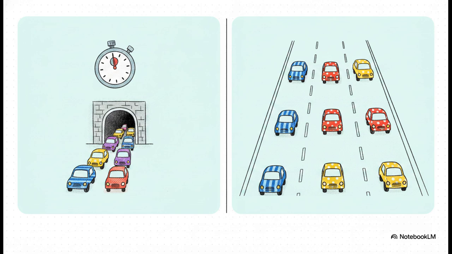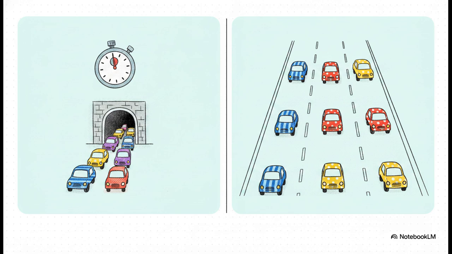Let's use a highway analogy here. TDM, or time division multiplexing, is like cars taking turns going through a single-lane tunnel. Every user gets the entire bandwidth, but only for a tiny recurrent fraction of a second. They take turns really rapidly.